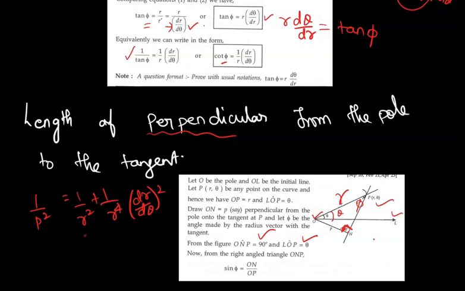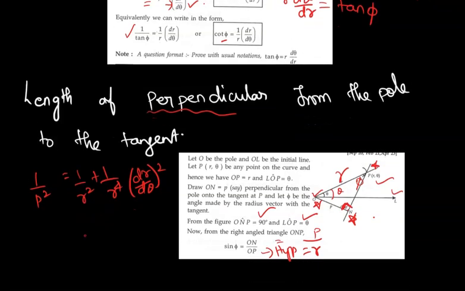Now you can see a right angle triangle, that is ONP. At N we have 90 degrees. So sin phi is opposite side by hypotenuse. Your hypotenuse is nothing but OP, which is nothing but r. Correct? And what is ON? This length I have written p. So sin phi is equal to p by r, which implies p is equal to r sin phi.